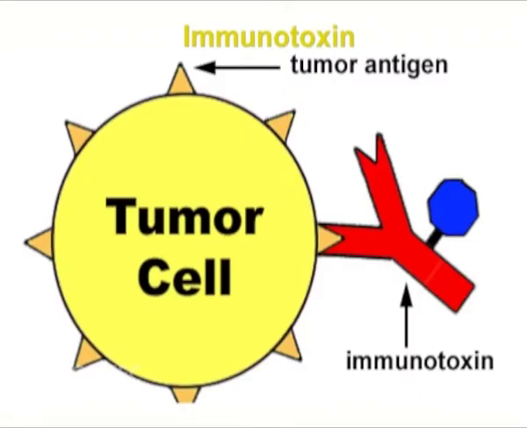Immunotoxins are toxins attached to monoclonal antibodies. They are also known as guided missiles because they attach only to the specific antigens against which they are directed and release the toxin for the destruction of tumor cells.